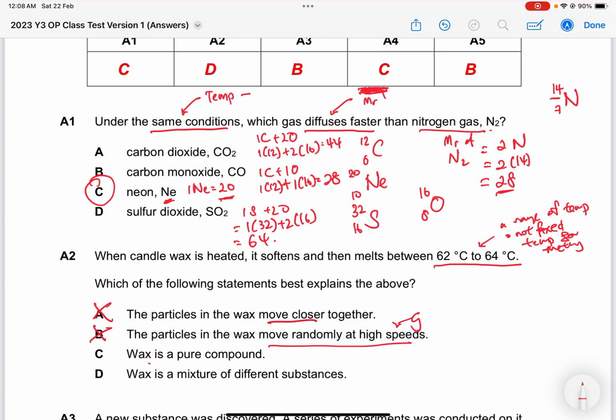C, wax is a pure compound. If it's a pure compound, it should melt at a fixed temperature. But then, no, it doesn't melt at a fixed temperature. It's actually over a range of temperature. So therefore, it is not a pure compound, it's actually a mixture. Therefore, the only answer left is D, a mixture of different substances.